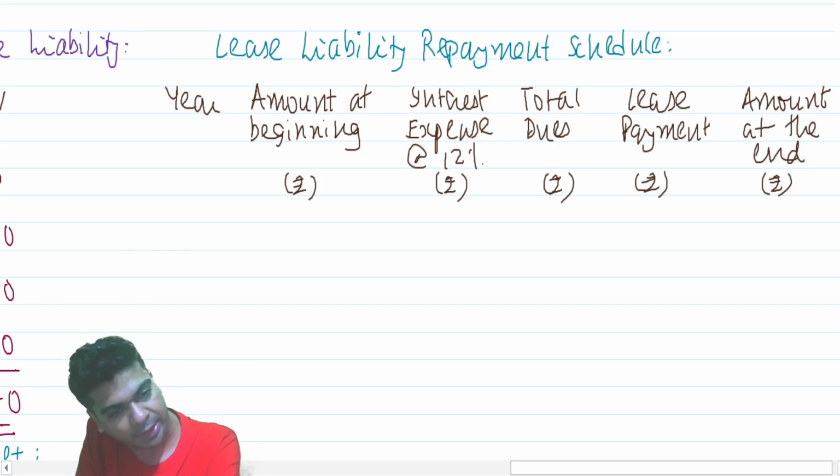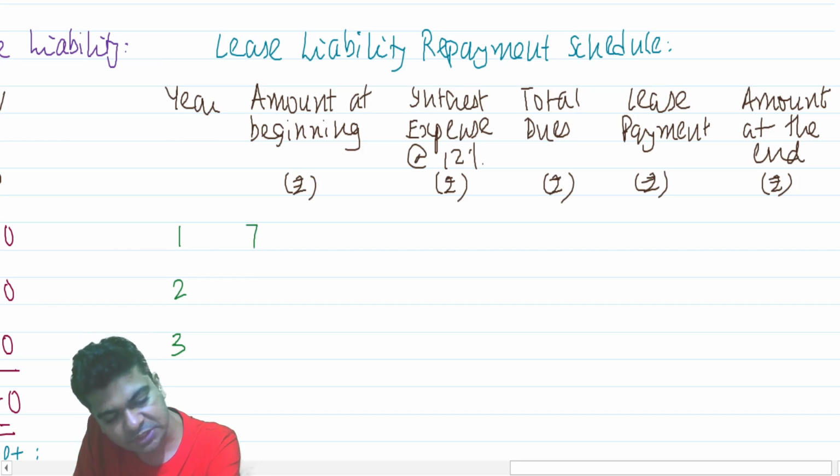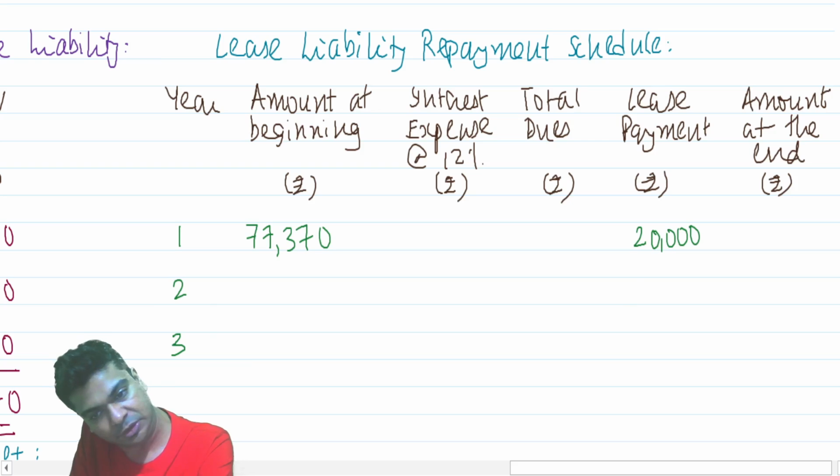We shall be preparing this for 3 years. We will start with 77,370. Lease payments we already know, 20,000, 30,000 and 50,000.